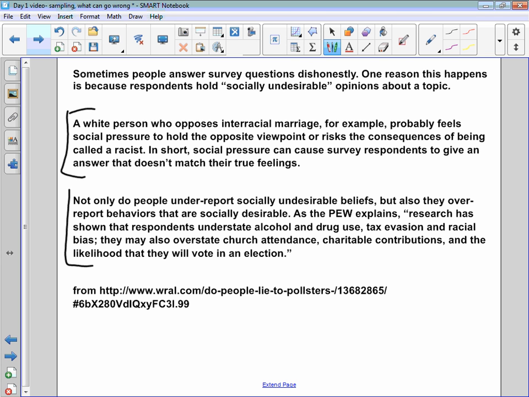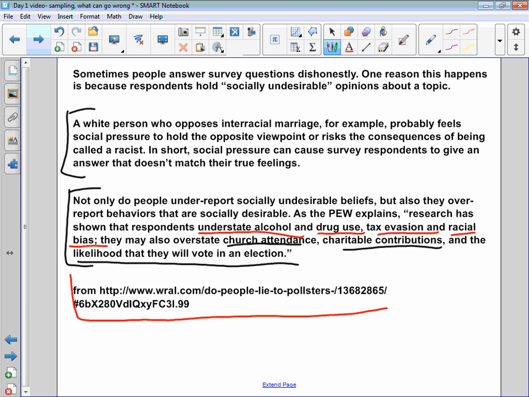And there was recently a study that people will lie about church attendance, charitable donations, and the likelihood that they will vote in an election. They will say they do that more than they really do, but they will say they do less than they do with alcohol, drug use, tax evasion, and racial bias. And this is all from a fun article I found that we'll talk about more in school tomorrow. But basically, people will lie.